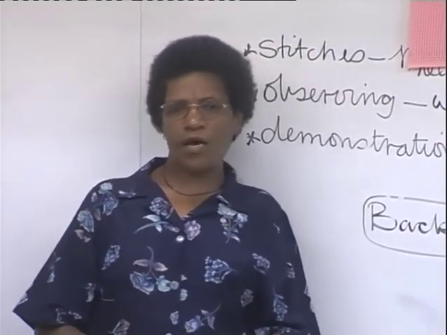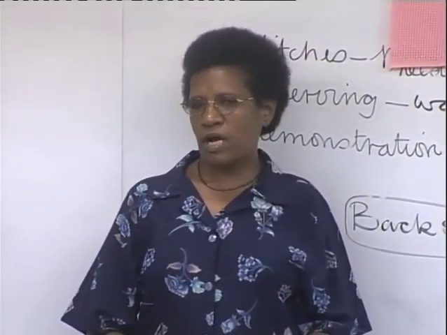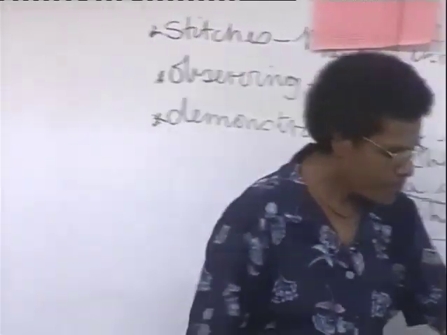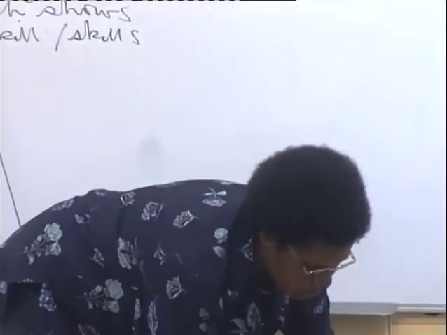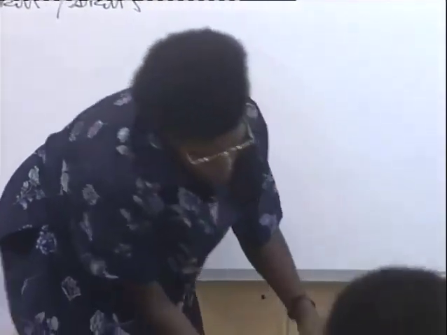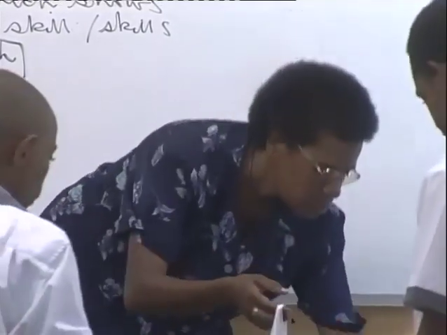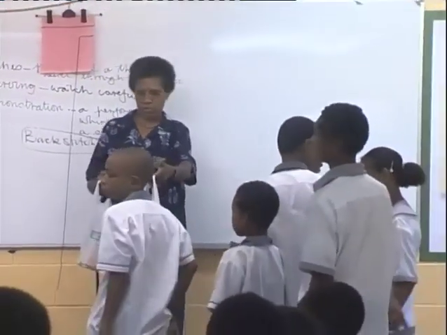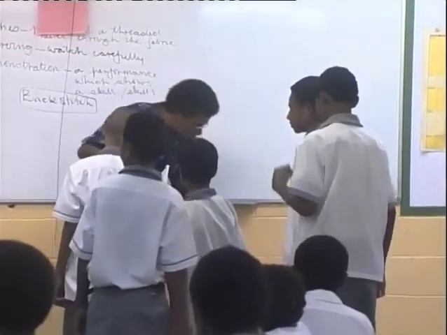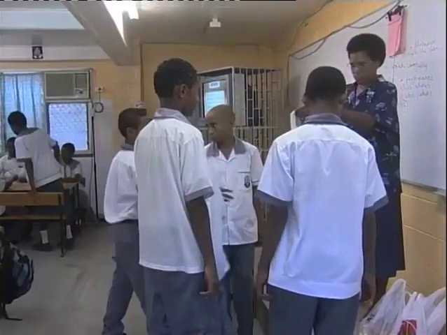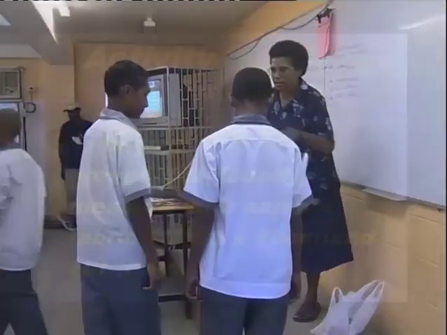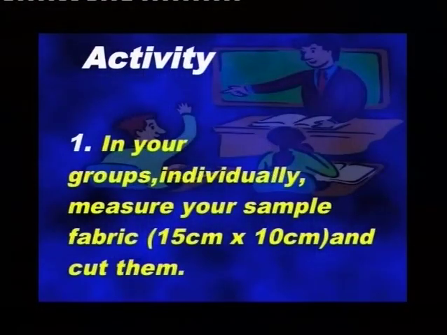Now, if I can have the runners from each group to come and pick your materials. Group 1, who is the runner? Group 1. 6, 7, 2, 5, 3, 4.